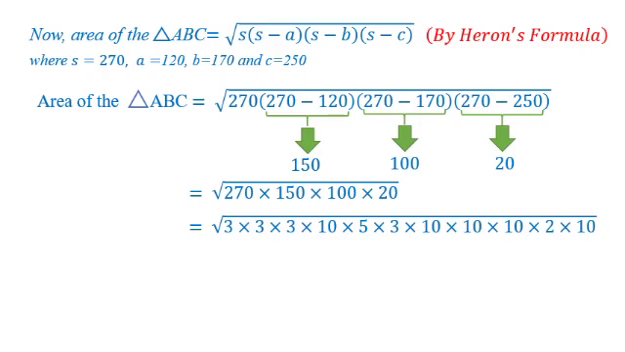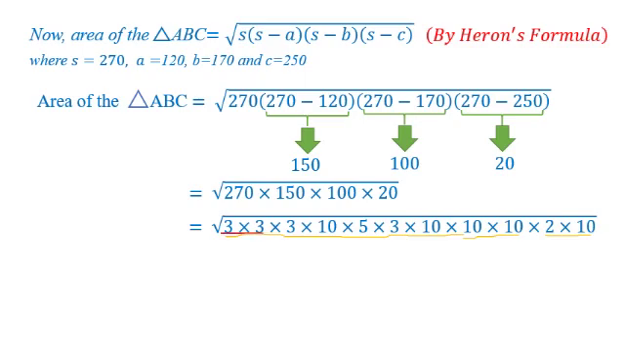For 270, we can split this as 3 into 3 into 3 into 10, which gives us 270. For 150, we can factorize this as 5 into 3, which gives us 15, and into 10 gives 150. Next, for 100, we can factorize this as 10 into 10. And for 20, we can factorize this as 2 into 10.